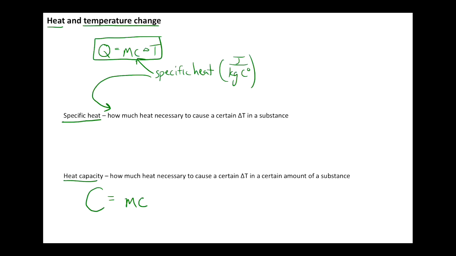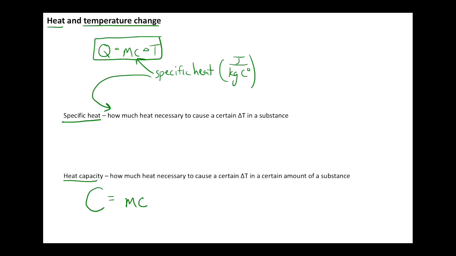Because clearly, if I have a little bit of copper versus a lot of copper, I'm going to have to put more heat into the large mass of copper to change its temperature. So specific heats are like standard values for a substance. Heat capacity includes the idea of how much of that substance you have.